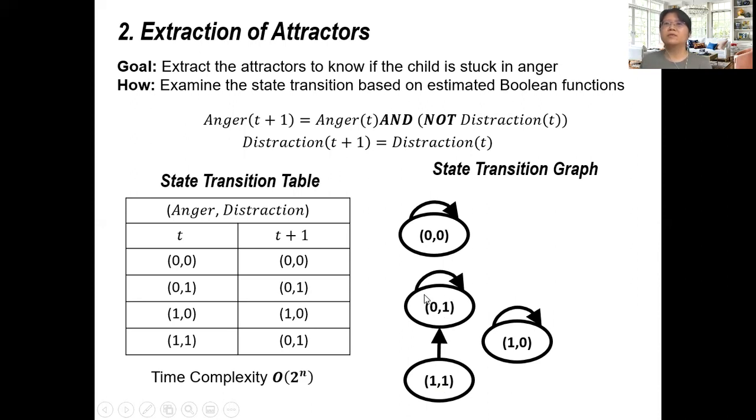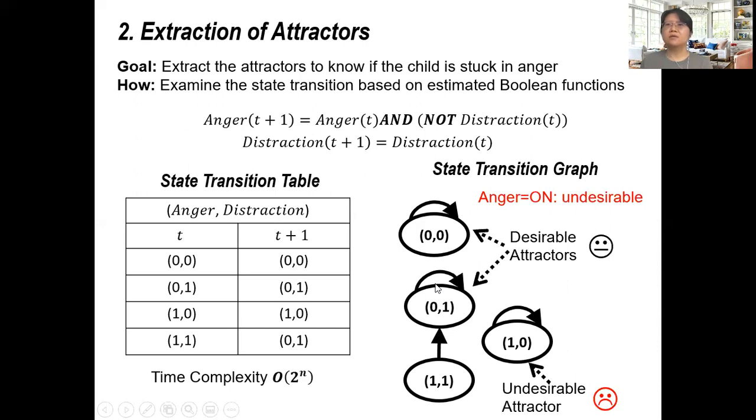And whenever there is a state that transitions back to itself, we know it's an attractor, because once the system is in that state, it transitions back to itself, meaning it's staying in that state. And here, the desirable attractors are these 2 because anger is 0. The undesirable attractor is this one because anger is 1.